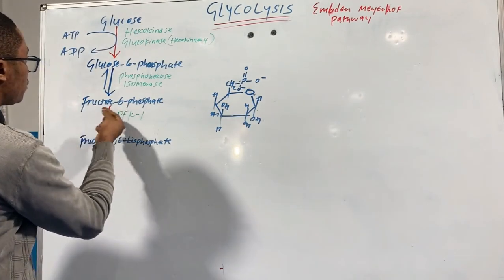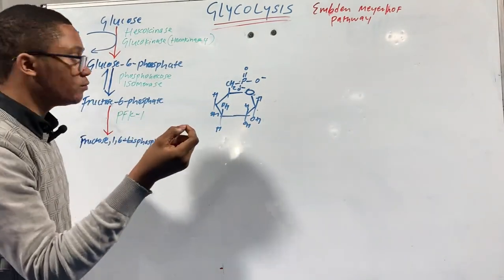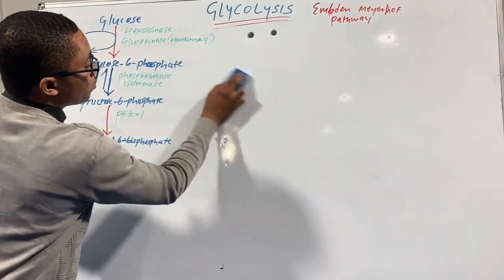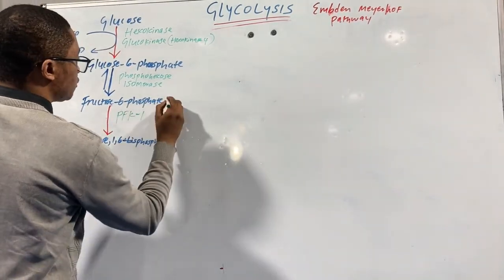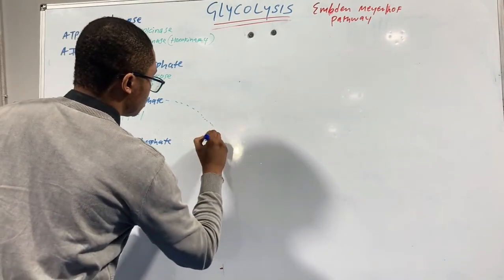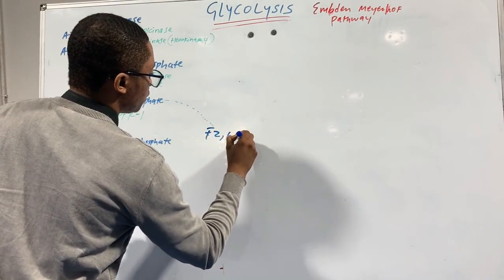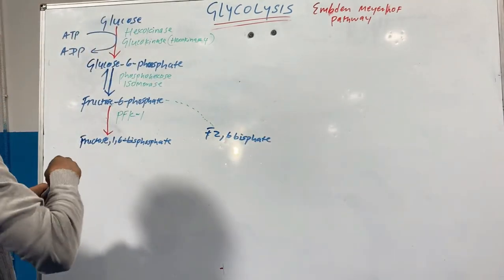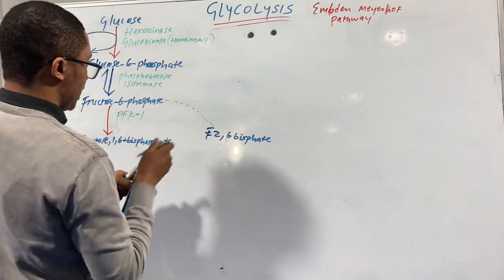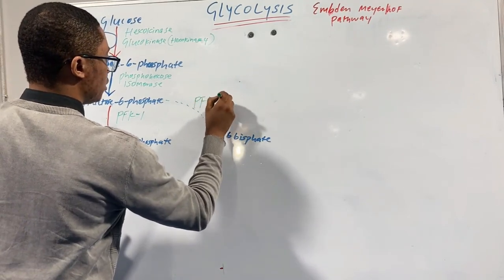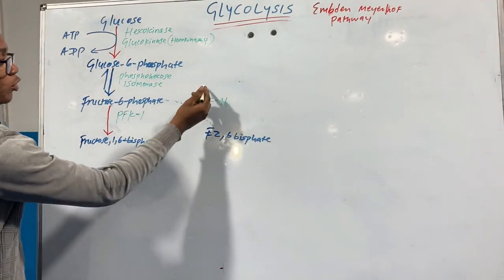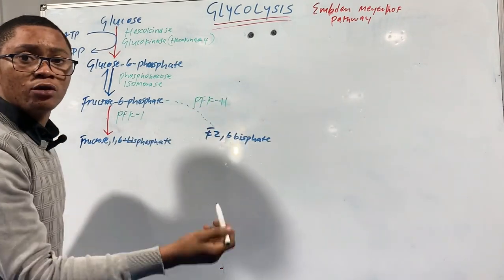In rare occasions, a little amount of fructose 6 phosphate undergoes a minor pathway to give fructose 2,6 bisphosphate. Okay, a minor pathway to give fructose 2,6 bisphosphate. I'm going to talk more about this under regulation of glycolysis. So the enzyme here is phosphofructokinase 2. Okay, I'm writing it. I'm going to talk more about phosphofructokinase 2 and kinase 1 under regulation of glycolysis.